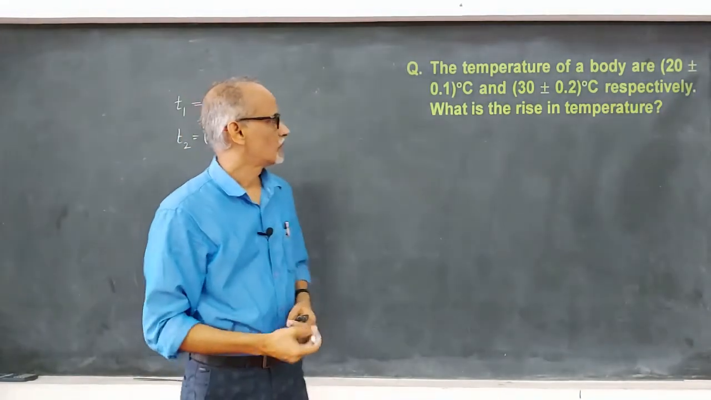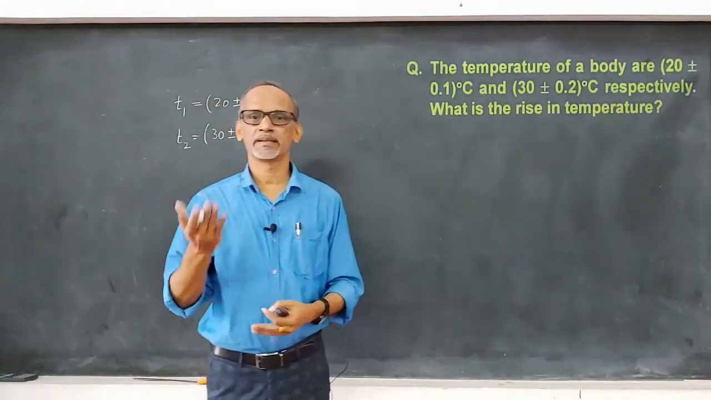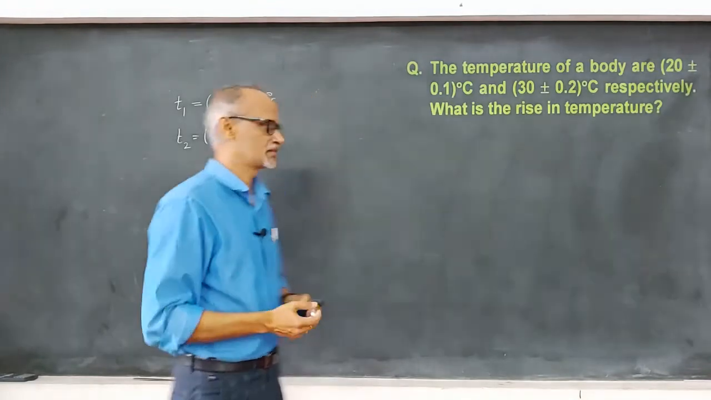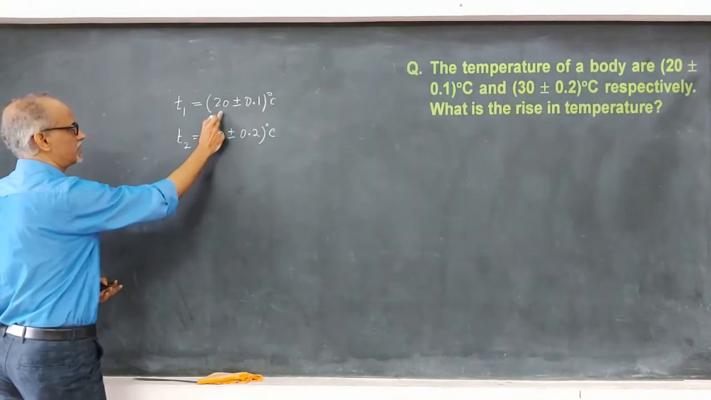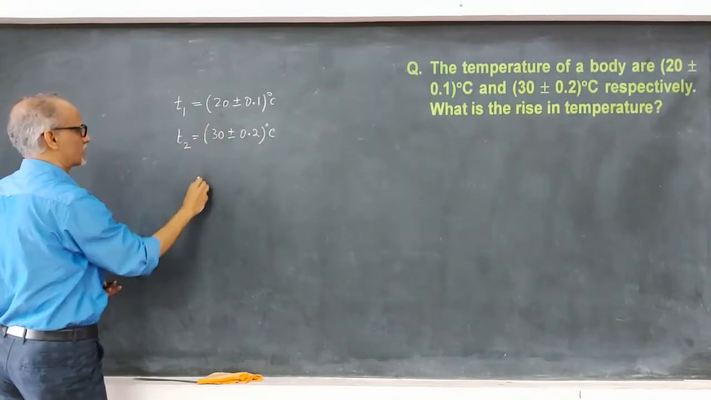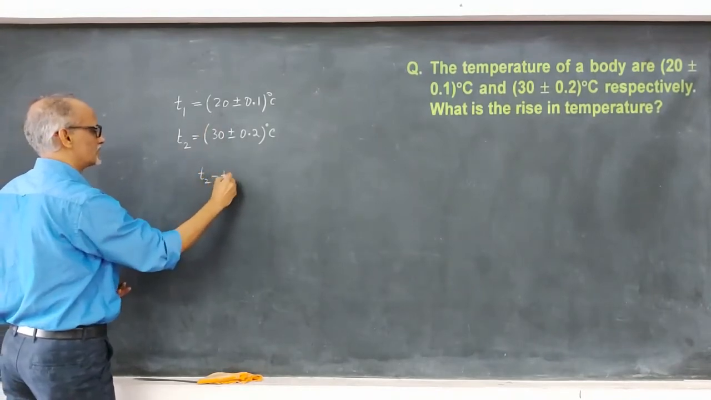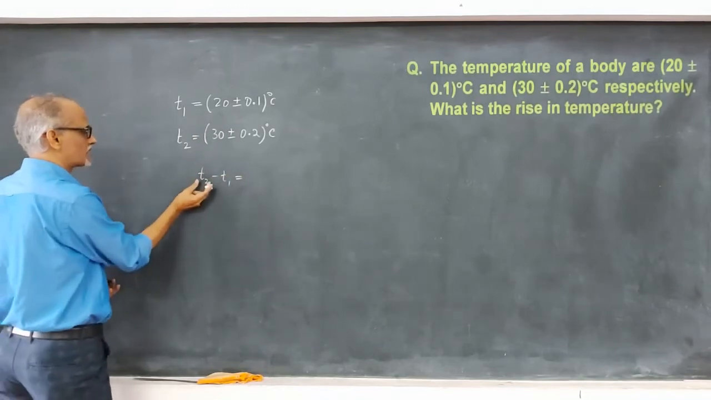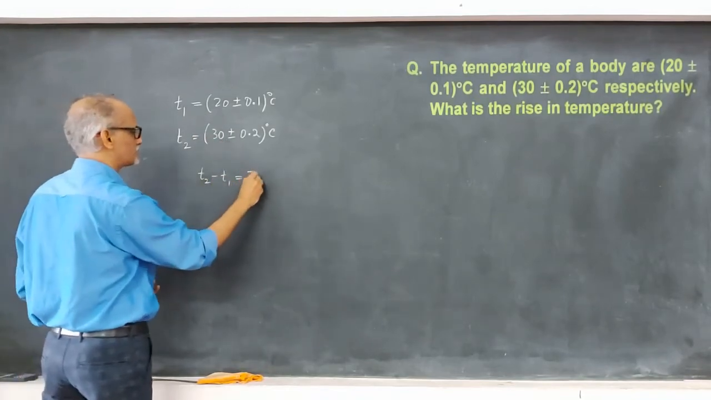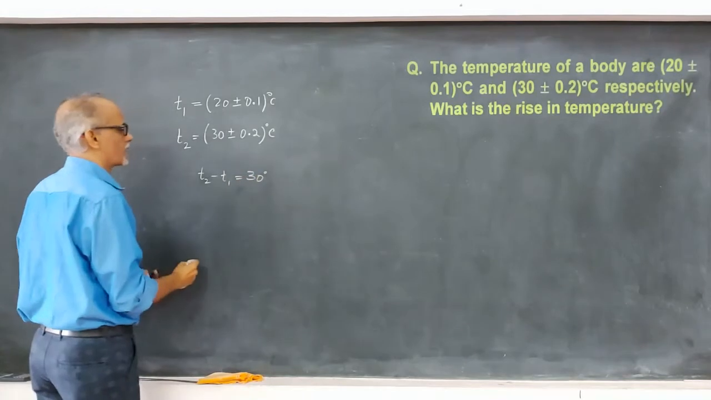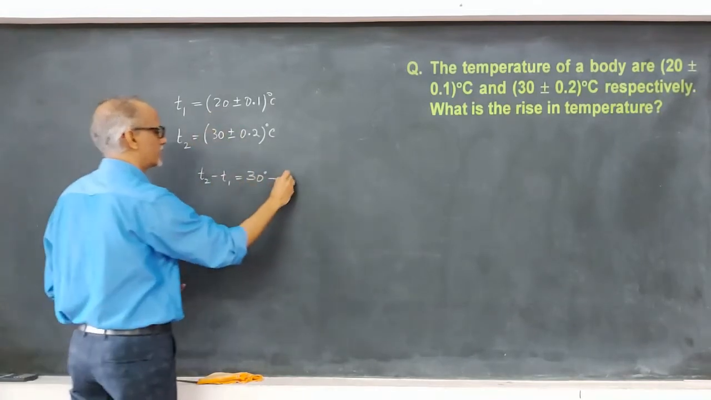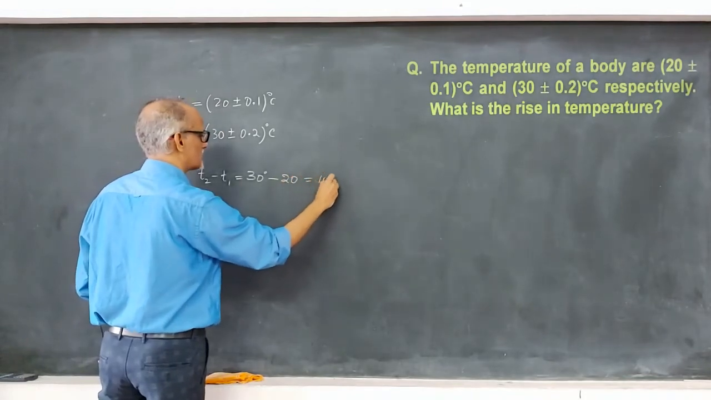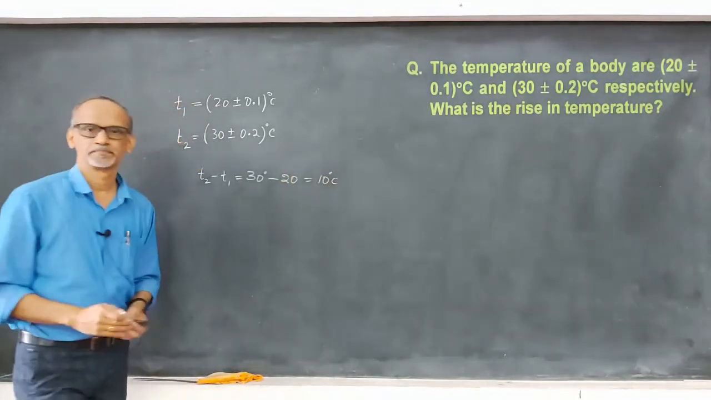Okay. What is the rise in temperature? What do you mean by rise in temperature? Rise means increase in temperature. Increase in temperature is always the greater temperature minus the smaller value, correct? That's T2 minus T1. What is T2 here? T2 is 30 degree minus T1, which is 20 degree. So it is 10 degree centigrade.